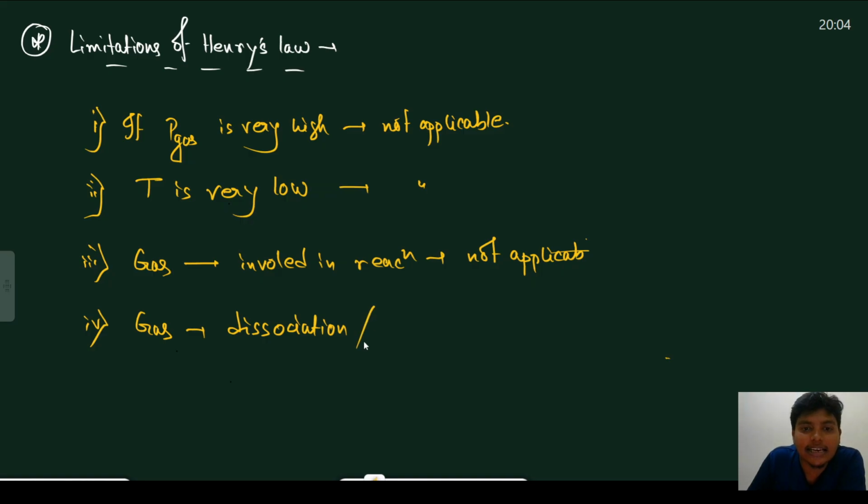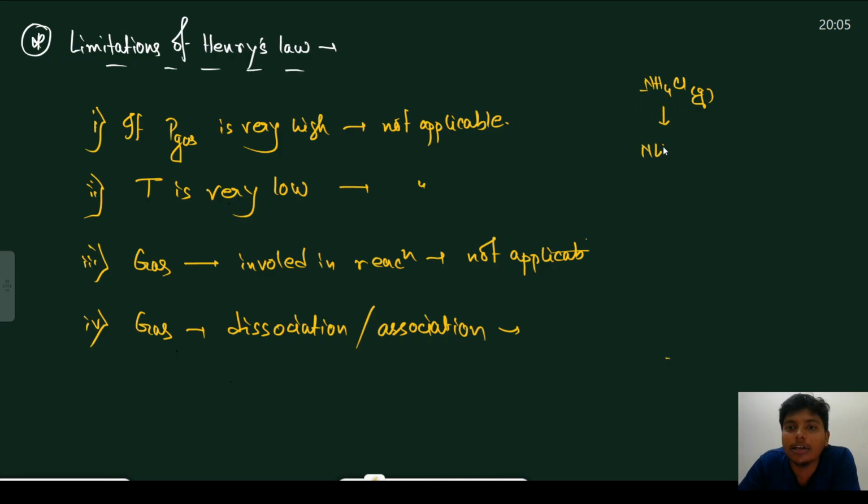And fourth case, if the gas undergoes dissociation or association. For example, let's suppose gaseous NH4Cl we are taking. Generally, it is not a gas, but if after dissolving it is breaking into NH4+ and Cl-, then the Henry's law is not applicable. Clear?